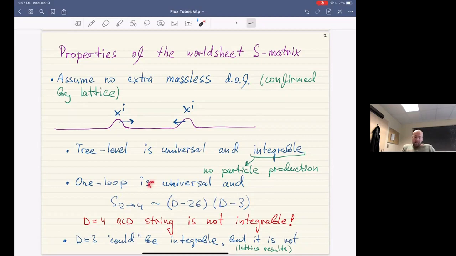The one loop is also universal, and there is always particle production. So there is a 2-to-4 process, unless you are in 26 or in three dimensions.